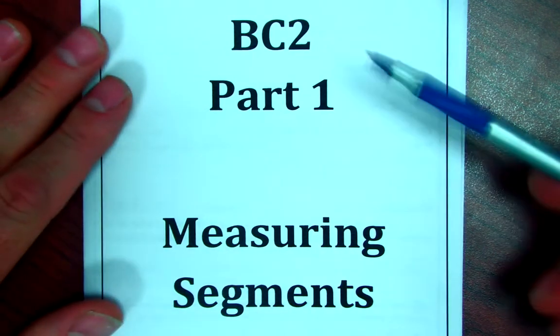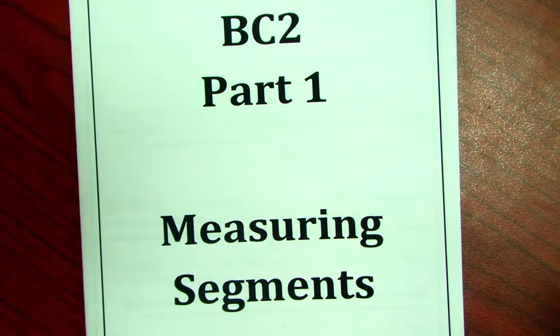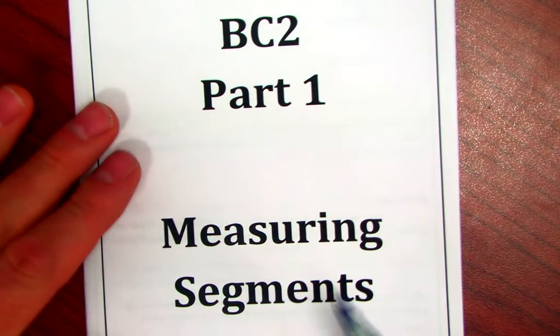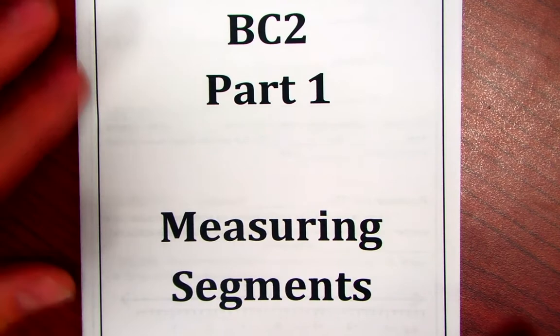All right, so in this lesson, BC2 Part 1, I decided to make it 2 parts, one on segments, one on angles next time. So this time we're just going to look at segments and how to measure them and the proper notation for that. We can open it up here.